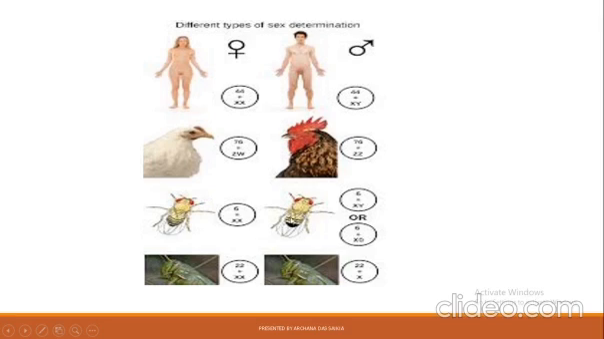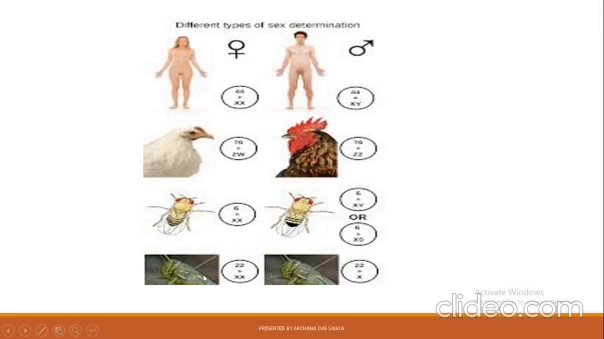Likewise, in Drosophila, an insect, they have 8 chromosomes in total, with 6 autosomes and a pair of sex chromosomes. In females it is XX, in males XY or XO. We will go into the details.